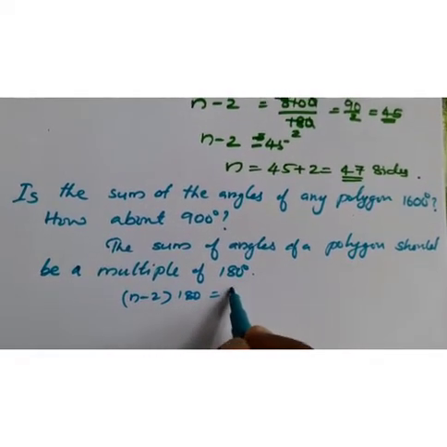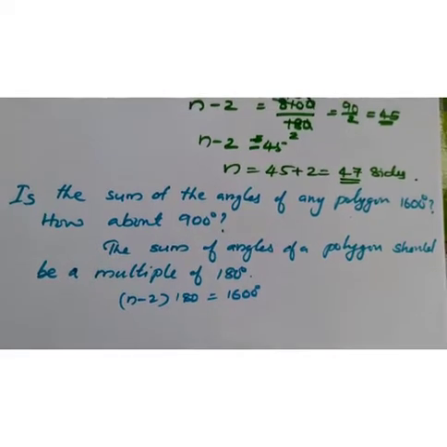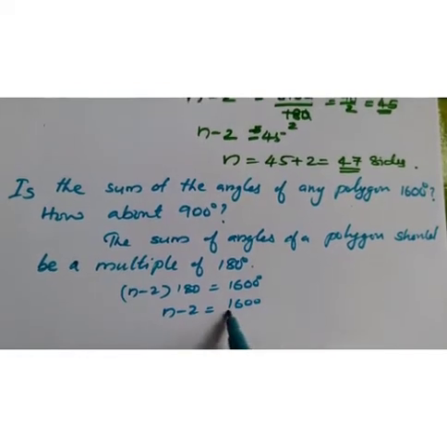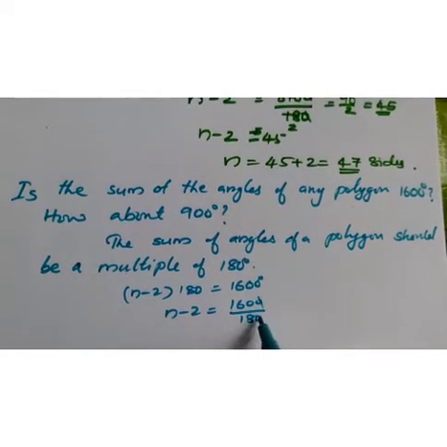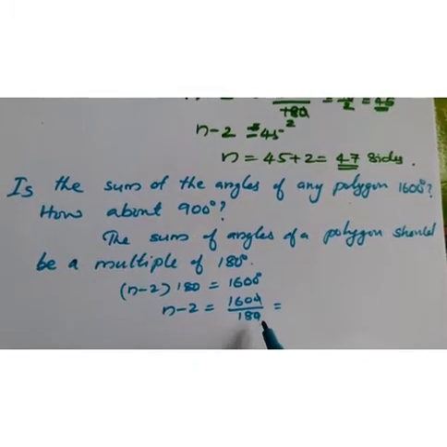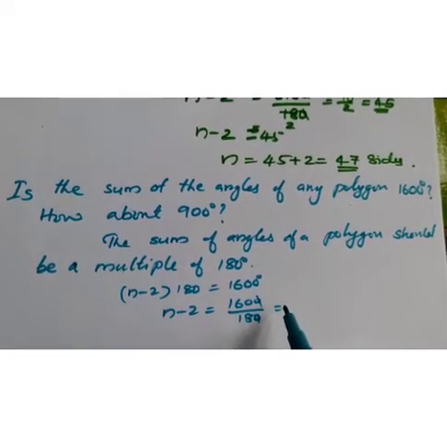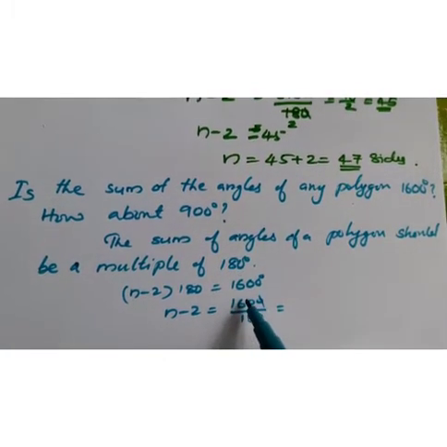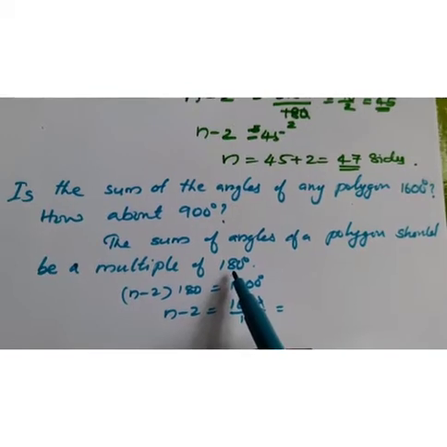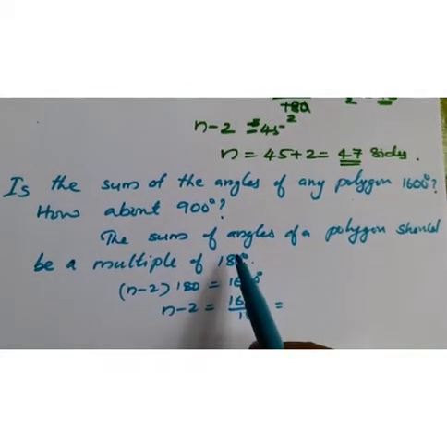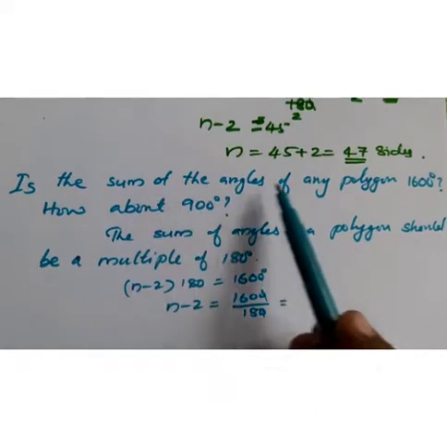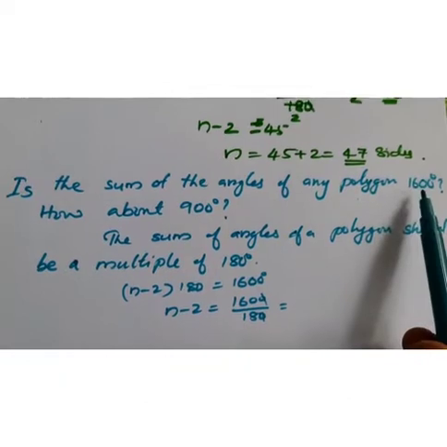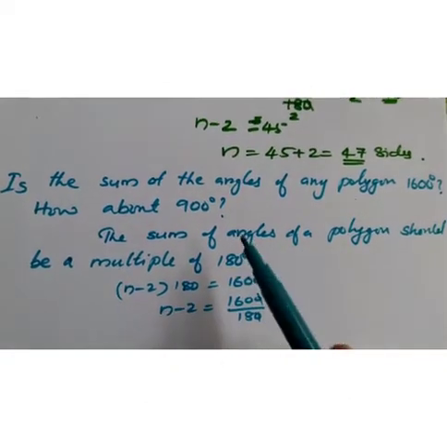We can write as 1600. What is n minus 2? 1600 by 180. If you divide this one, you will get a decimal. So you cannot completely divide 1600 by 180. So we can write that it is not possible for the sum of angles of a polygon to be 1600. The answer is no.